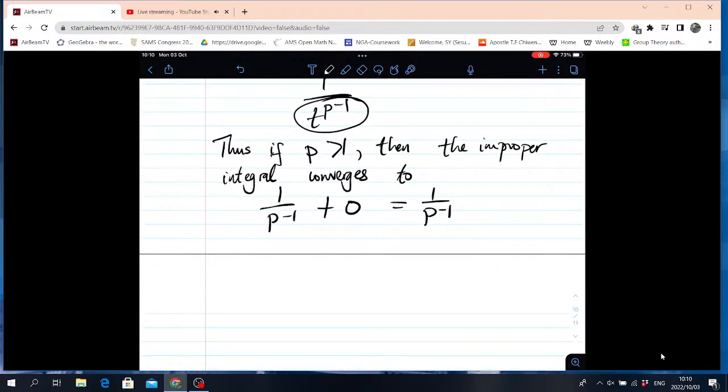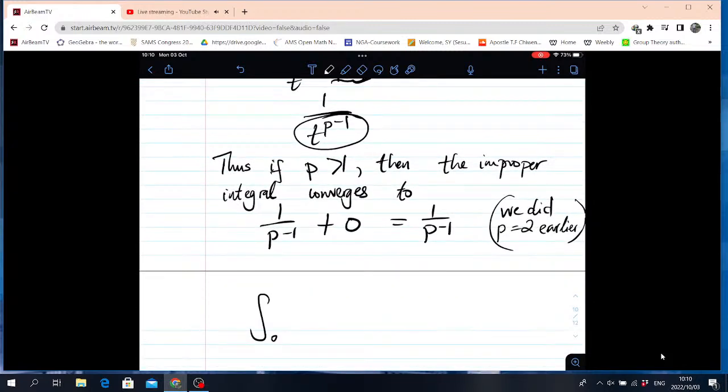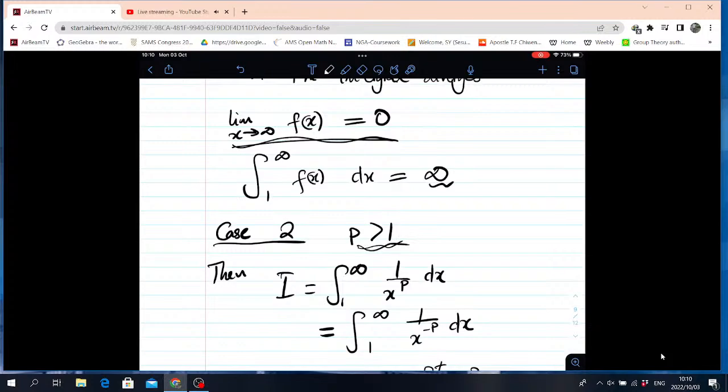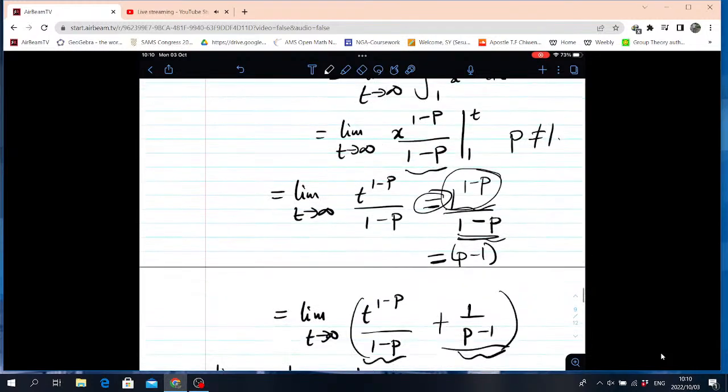And in actual fact, we did this question for p is equal to 2. So we did p is equal to 2 earlier, if you recall, when we looked at the integral from 1 to infinity of 1 over x squared dx. So that was just a special case of the case we are dealing with, where p is greater than 1. Now let's look at the last case.